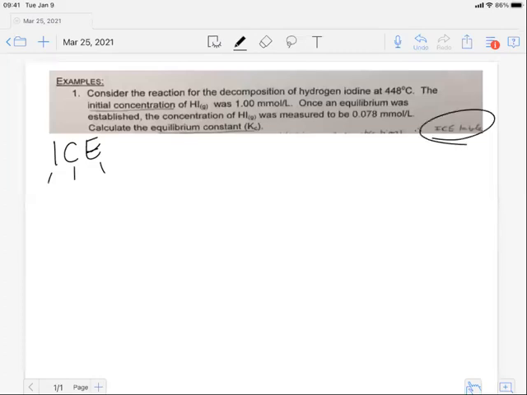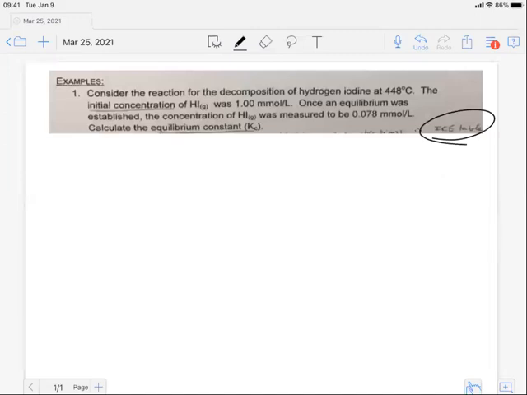Okay, so first thing you want to do, obviously, read the question. Consider the reaction for the decomposition of hydrogen iodide at 448 degrees C. The initial concentration of HI was 1 millimole per liter. Once an equilibrium was established, the concentration of HI was measured to be 0.078 millimoles per liter. Calculate the equilibrium constant. Okay, so what you want to do first is set up your ICE table. So let me go ahead and erase that.